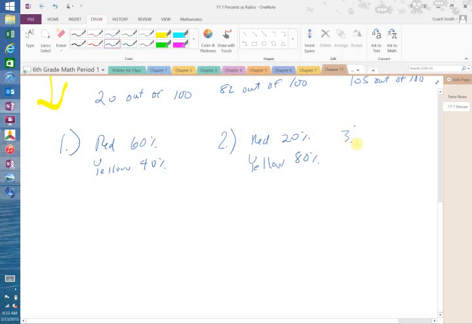Number 3. 3 is a little harder. I'd probably count the yellow ones. Count the yellow ones first, and then you can see how many are red by just subtracting 100% minus the yellow.